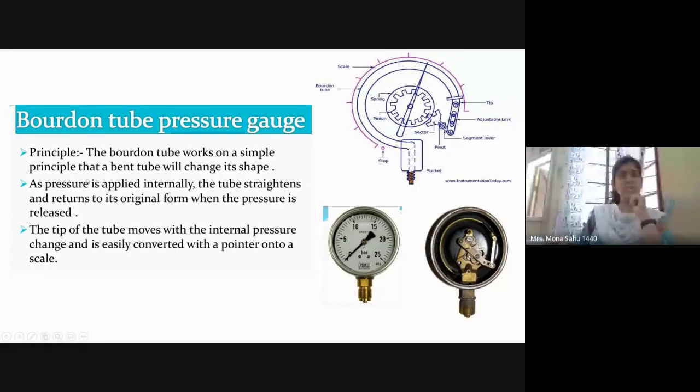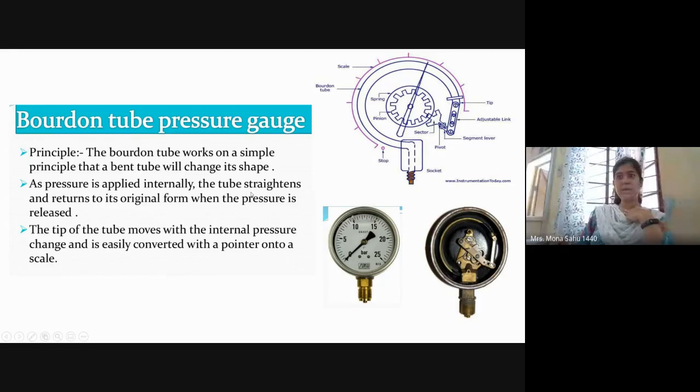It works on a simple principle of a bent tube. So now you have a tube here. This is connected using a lever with a needle. As this tube shifts this side, automatically the needle will show the scale. It gets bent due to the shape of the Bourdon tube. So as pressure is applied internally, in this direction, you see this is the gauge and this is how it looks like. Here pressure is applied.